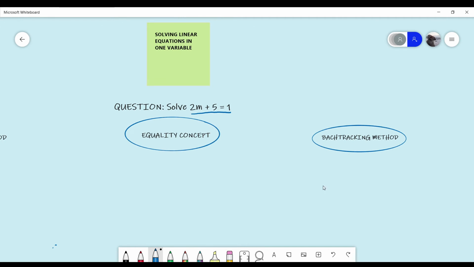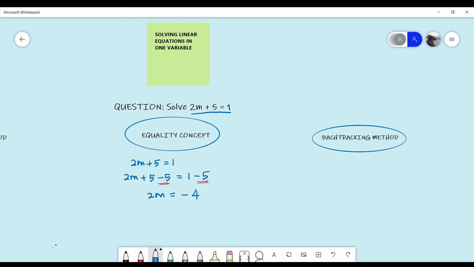Alright, but we have 2m plus 5 is equal to 1. So which one do I want to remove? I want to remove 5 and 2. So to remove 5, the operation is plus 5, so we do minus 5. So 2m plus 5 minus 5 is equal to 1 minus 5. What we do on the left side, we do also on the right side, equality concept. So we have 2m is equal to 1 minus 5, which will be negative 4.